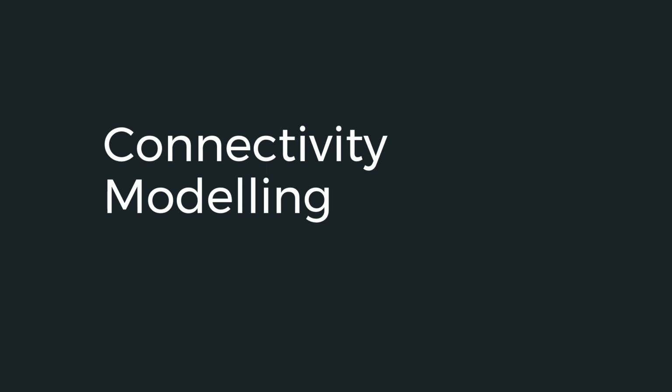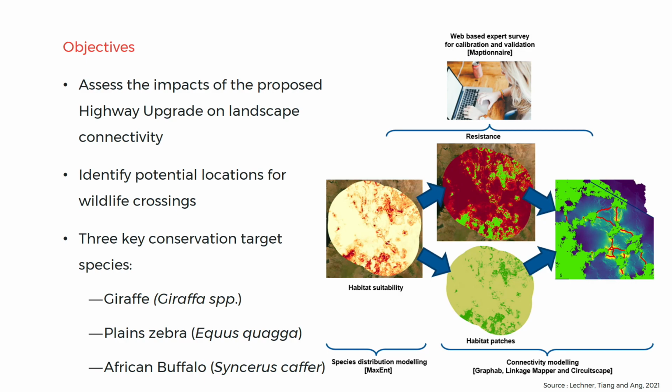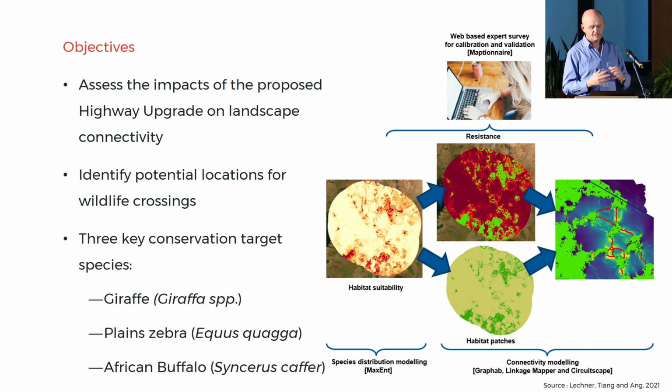In terms of the modelling, once we had all this information in, we used a Circuitscape process to identify where the habitat is for the species, and then where the main connections are that we needed to try and conserve or potentially create. As I said, the 3 target species were giraffe, zebra and buffalo.